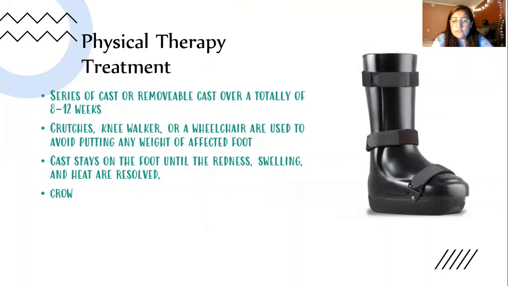It is used to relieve any pain, to relieve any redness or swelling. That way you are not constantly putting weight or constantly feeling pain on the foot, the involved foot.